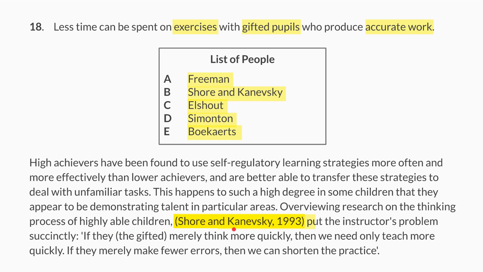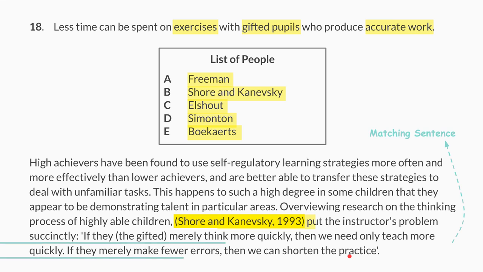So highly able children put the instructor's problem succinctly. If they, the gifted, merely think more quickly, then we need only teach more quickly. Okay, so let's carry on. It says here, if they merely make fewer errors, then we can shorten the practice. So here it's further explaining what was in the previous sentence. In summary, it's basically saying this: if the gifted pupils make fewer errors, then we can shorten their practice time.